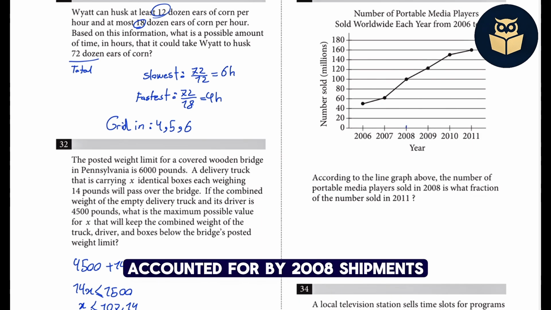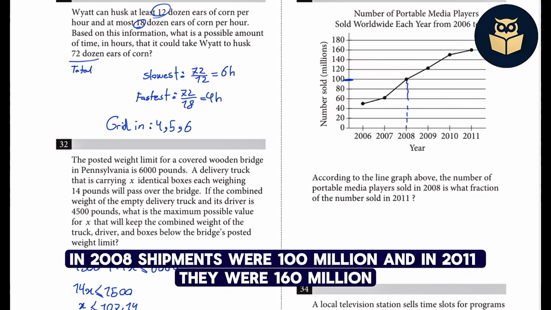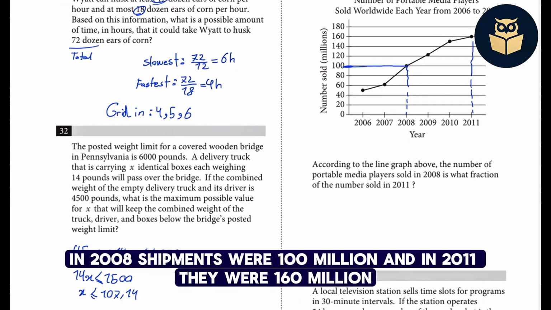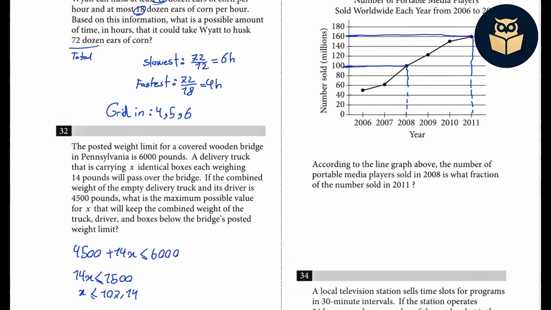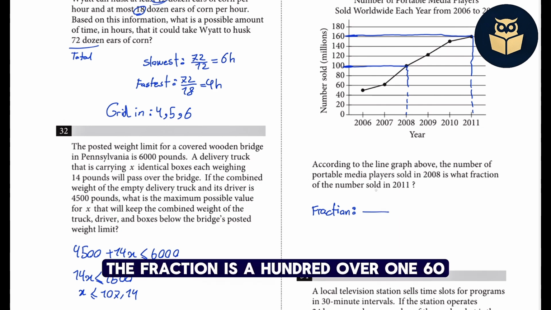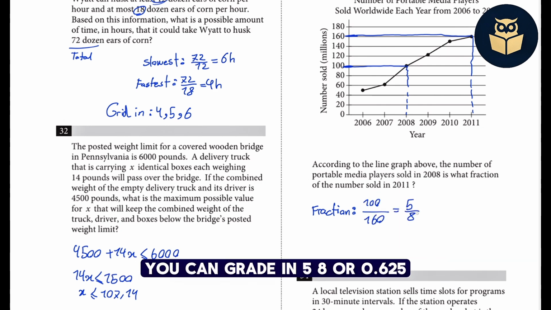In question 33, we look at the line graph to find the fraction of 2011 shipments accounted for by 2008 shipments. In 2008, shipments were 100 million, and in 2011, they were 160 million. The fraction is 100 over 160, which simplifies to 5 over 8. You can grid in 5/8, or 0.625.